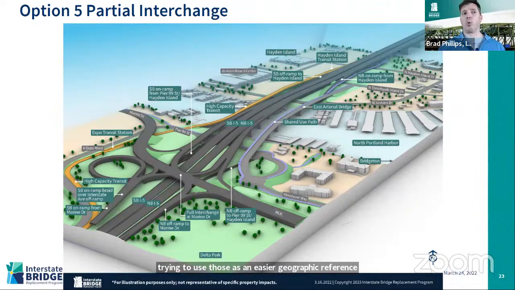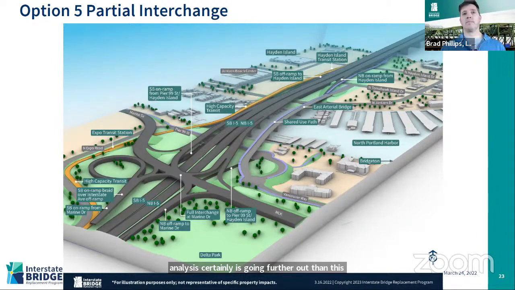Thirdly, I think you make a good point about the Delta Park area, and the graphics shown here do not represent the entire project limits. This is really just trying to focus on those major differences between Marine Drive and Hayden Island. The project does extend further south to Victory. It extends further east out MLK. And there are some differences there that I didn't describe, but our analysis certainly is going further out than this graphic is showing.